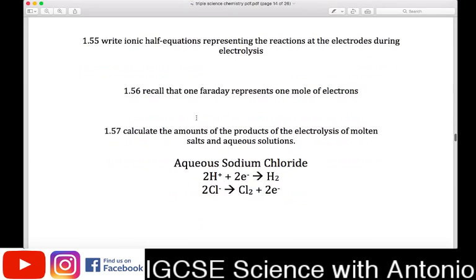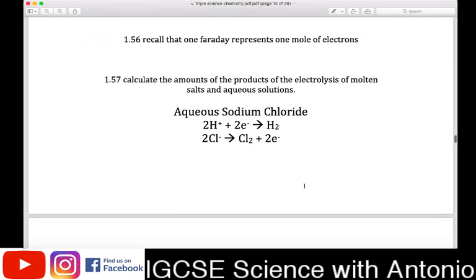All right, now the next bit is that you have to know that 1 Faraday represents 1 mole of electrons. Okay, so basically if you go to the example down below, here we took aqueous sodium chloride as our example. For every 1 mole of hydrogen, you need 2 moles of electrons. Alright, so hence you need 2 Faradays in order to reduce 2 moles of hydrogen ions into 1 mole of hydrogen molecules. Okay, and that's the idea.